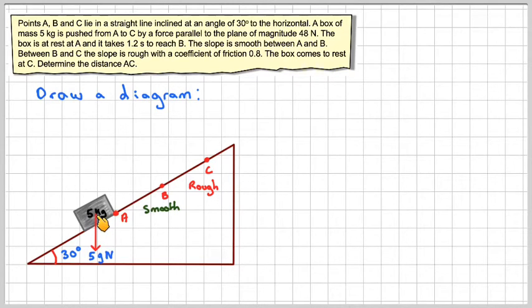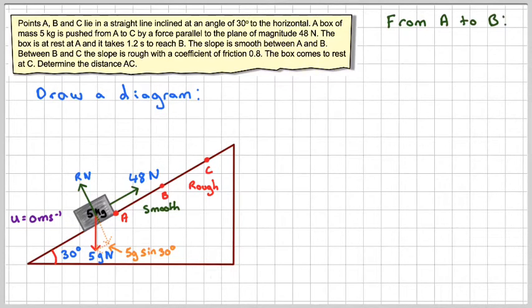Now the forces acting on the box will be 5g newtons acting downwards. A normal reaction R newtons, and we've got a force parallel to the slope, 48 newtons. Now these are split into components. This angle here will be 30 degrees. But this component here, which we're interested in, will be 5g sine 30 degrees. Now the initial velocity is 0 meters per second.